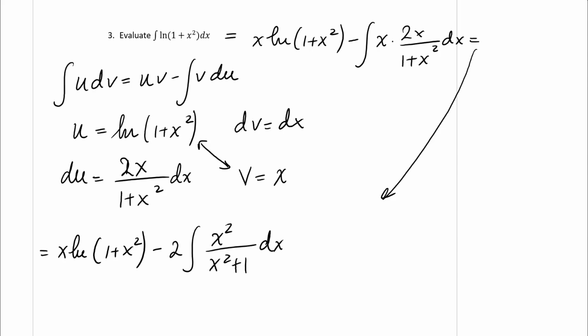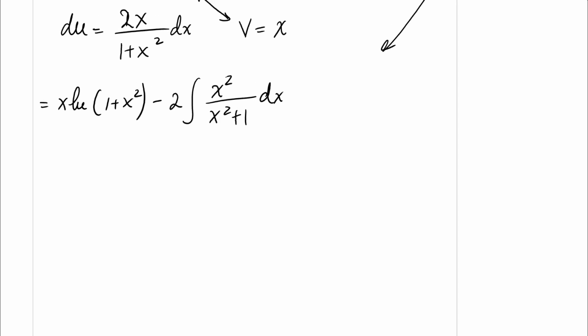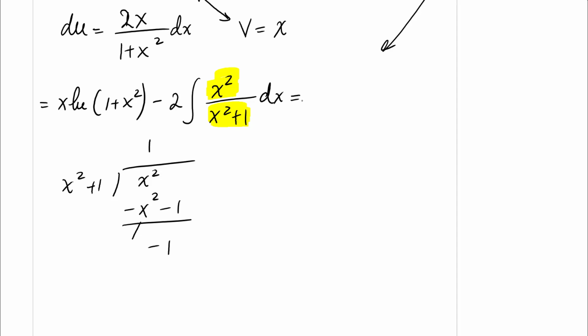What I'm going to do, every time the polynomial in the numerator has the same exponent as the denominator, we divide them. So x squared divided by x squared plus 1, using long division, we get 1 minus 1 over x squared plus 1. What does this mean? It means that I'm just going to copy x ln of 1 plus x squared minus 2, and I'm going to obtain more terms, which I'm going to put after that parentheses.